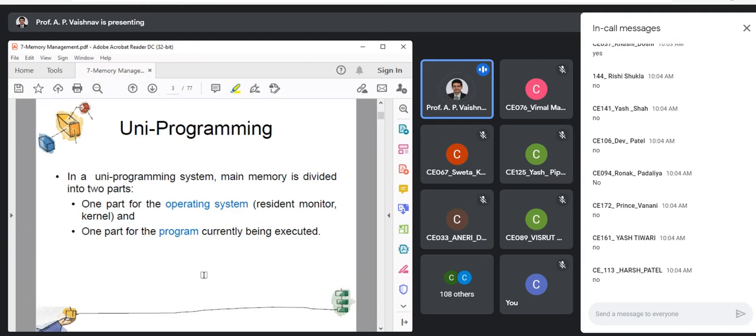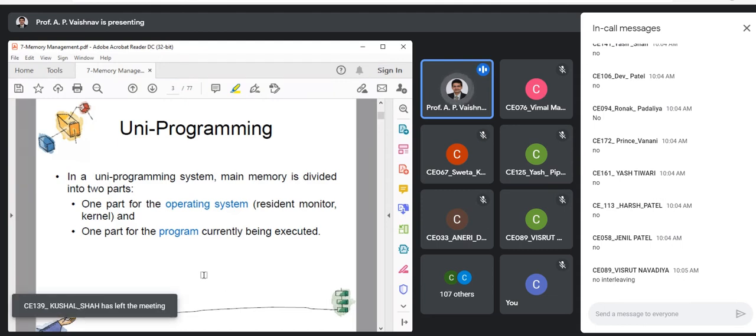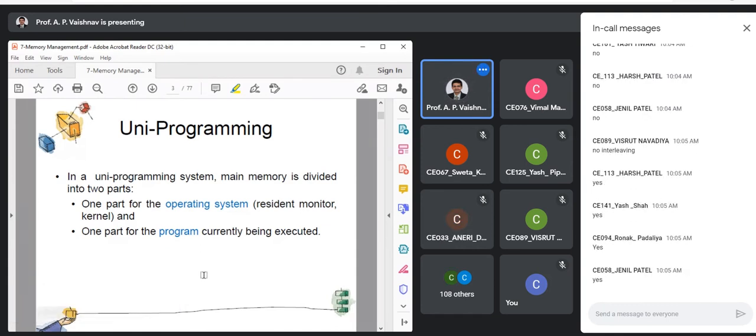No. Because if you have a single CPU, then you can dispatch only one process at a time. Yes, it is interleaving. Interleaving will happen. But if you have multi-programming and multi-processing both, then what is the answer? We can dispatch, yes. That is the answer.